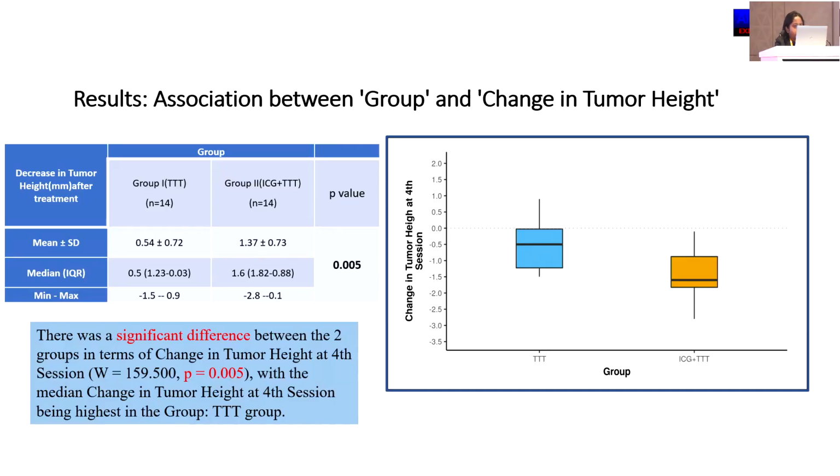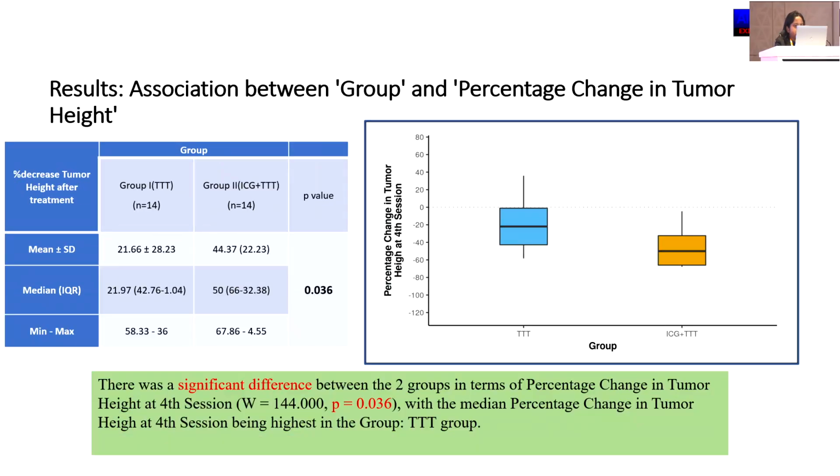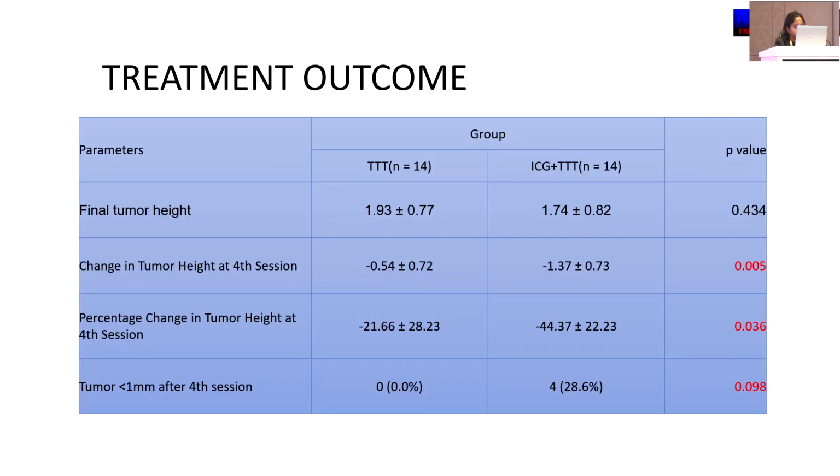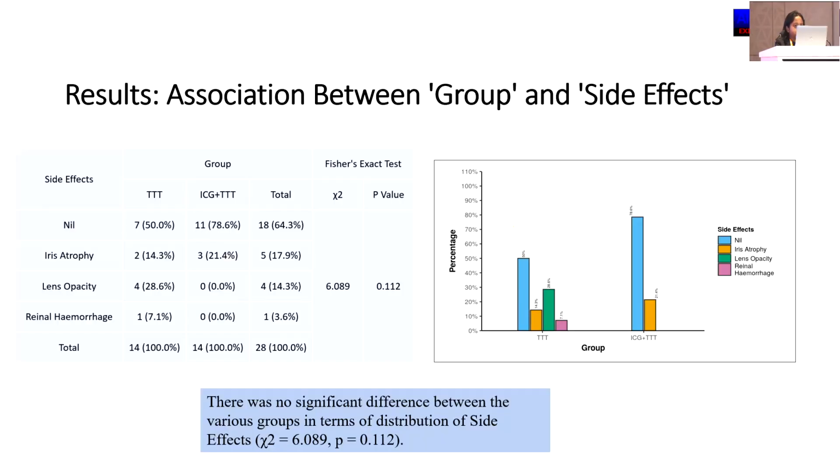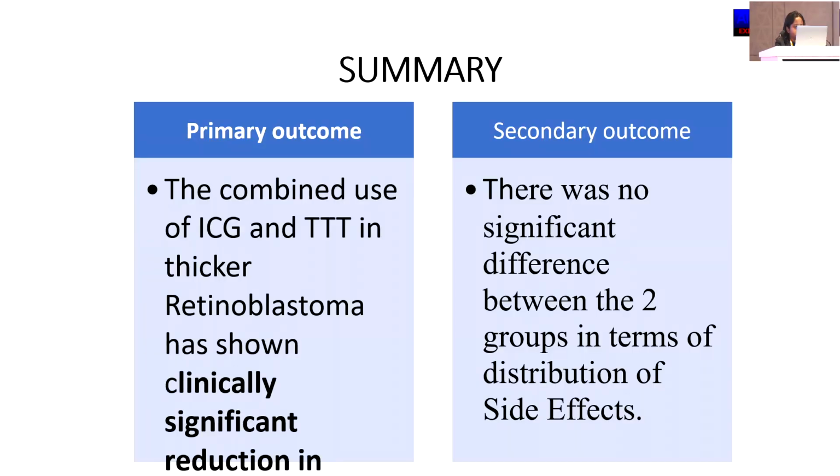Coming to the results, the change in the tumor height as well as the percentage change in tumor height showed a significant difference between the 2 groups, with greater reduction in the ICG-enhanced TTT group as compared to the TTT group. These are some clinical pictures. As we can see, at the 4th examination under anesthesia, there is complete scarring with ICG-enhanced TTT and fish-flesh regression in the TTT group. Comparing the side effects between the 2 groups, there was no statistical difference.